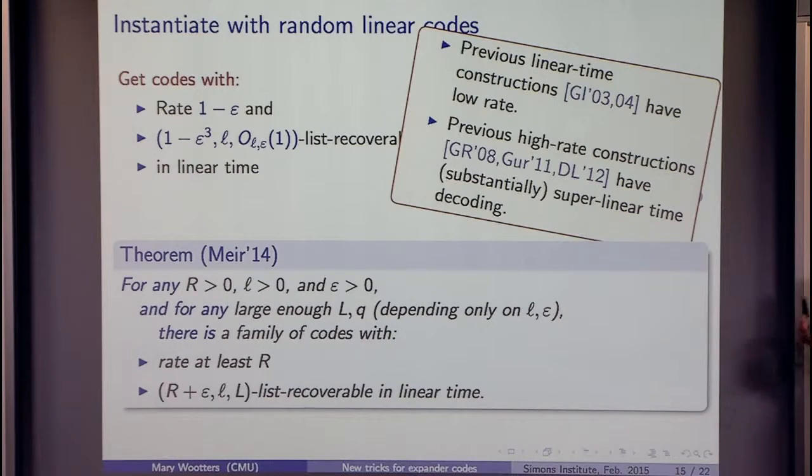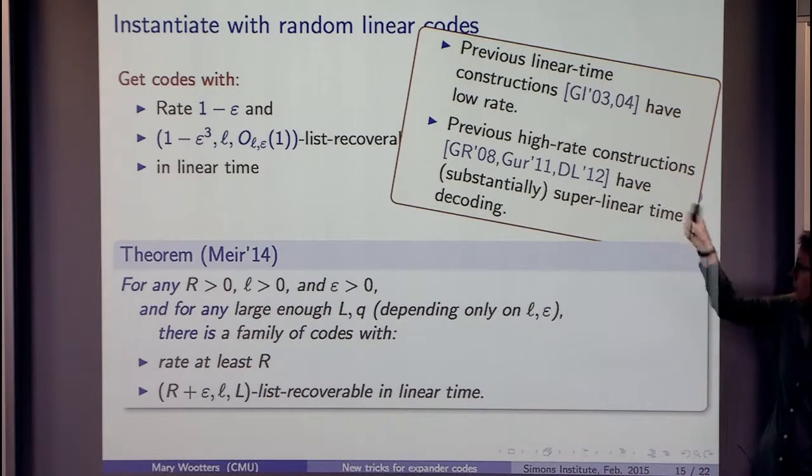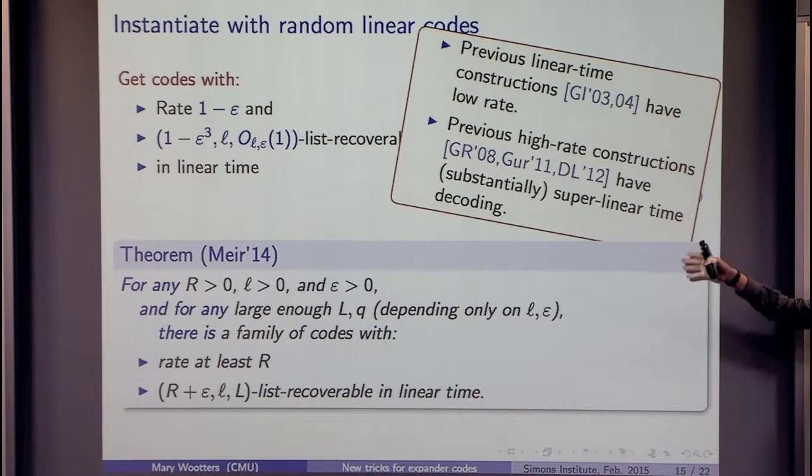And just again, a brief lit review. So previous linear time constructions had low rate, and previous high rate constructions had superlinear time decoding. So polynomial time, where the exponent on the polynomial is like 1 over epsilon or 1 over epsilon squared or something like that. So this is much faster. So this is the first construction to obtain sort of the best of both worlds, linear time recovery with high rate.